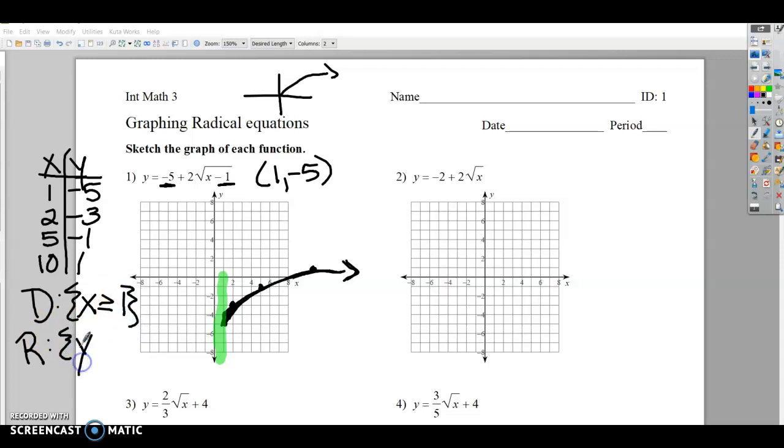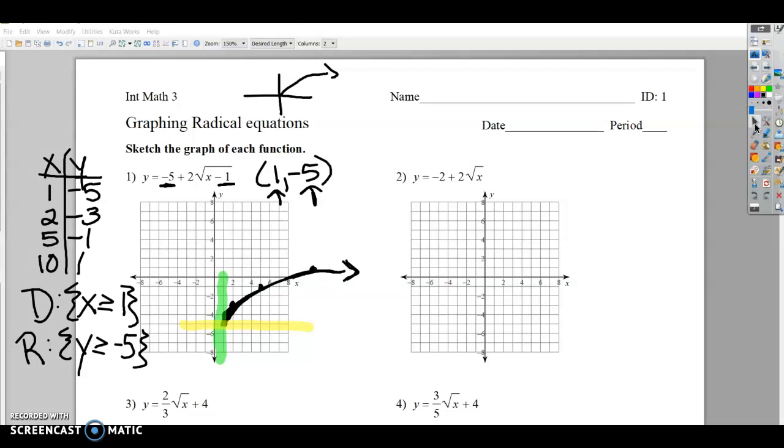And then our range is our y values. And if we look, our y values are everything above this lowest point, which would be y is greater than or equal to -5. And if you look, you can see that that comes from your vertex, your domain, and your range from a radical equation will come from your vertex point. All right, let's look at one more.